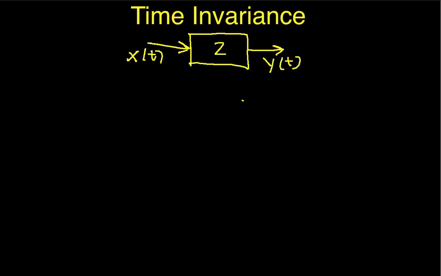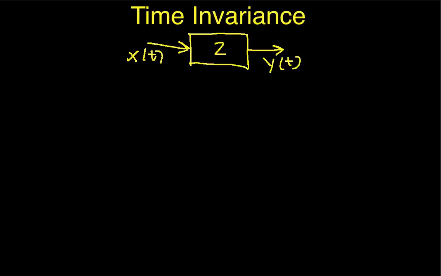And all the system does is multiply its input by 2 to get its output. So it's just a constant gain. And we're going to assume that this gain is indeed constant and never changes. Okay, so we're going to do a thought experiment.